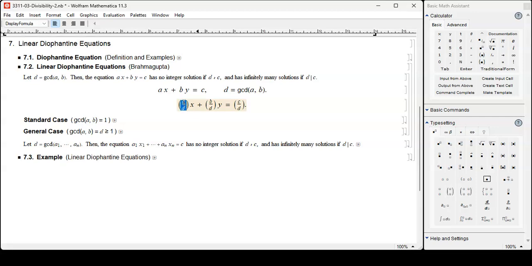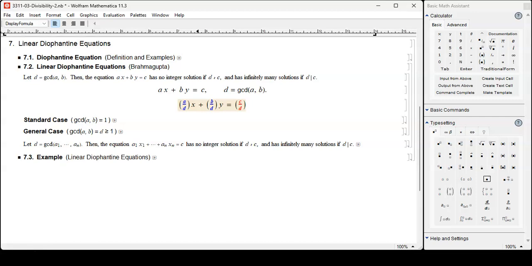Now, A over D, is that an integer? Yes, indeed, no problem there, because D is a common divisor. B over D, is that an integer? Yes, indeed, because D is a common divisor. How about C over D, is that an integer? Not in general, but we have an additional condition here. In this case, it breaks down. In this case, it works.